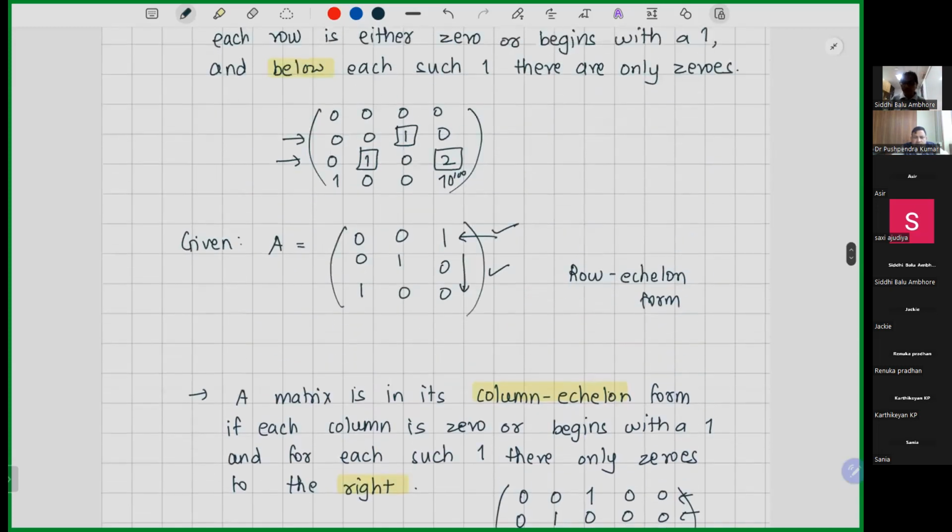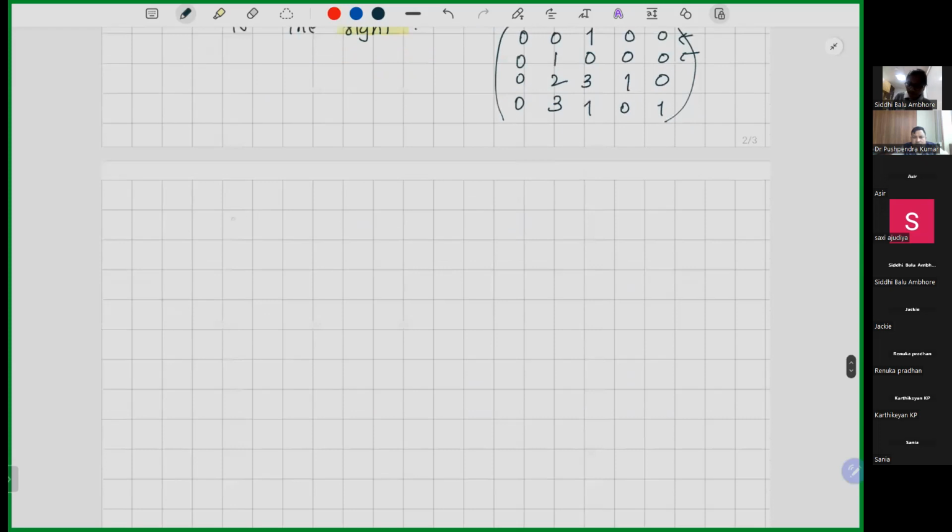So our given matrix was this matrix. So given matrix A was this. A is 0, 0, 1, 0, 1, 0, and 1, 0, 0. So I will check my first column. In the first column, the first non-zero entry is here, this one, and everything to the right of this one is 0. So I am fine.